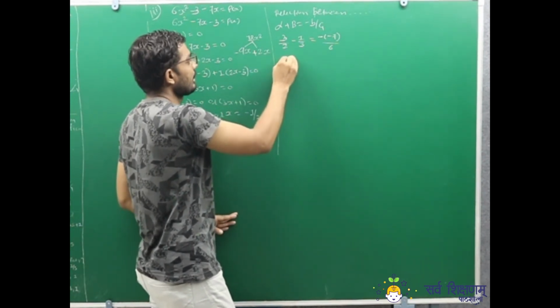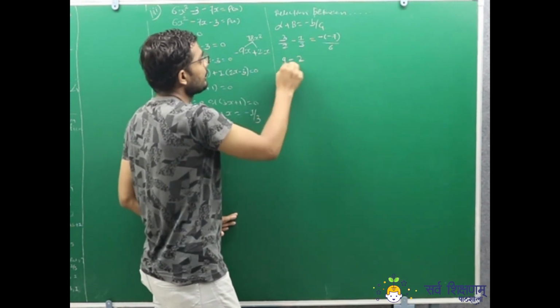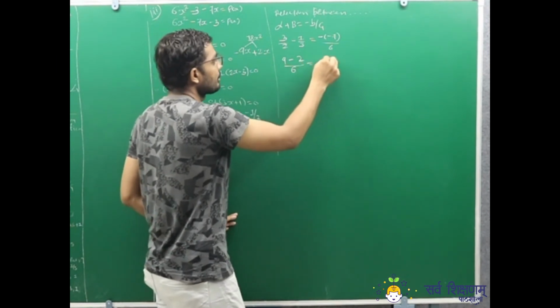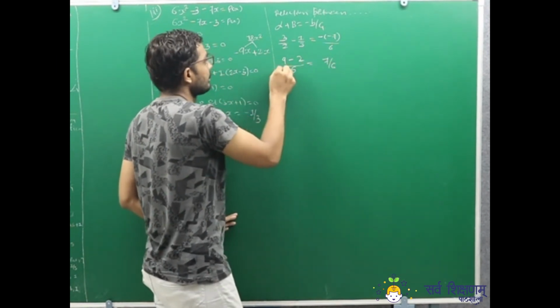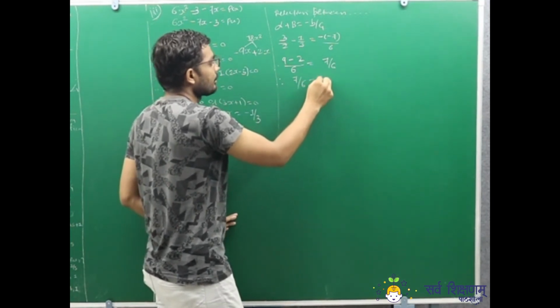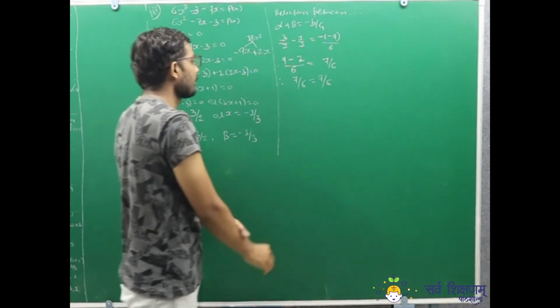Therefore, 3 3s are 9 minus 1 2s are 2, divided by 2 into 3, the LCM, is 6. Therefore, 7 by 6. 9 minus 2 is 7. 7 by 6 is equal to 7 by 6.